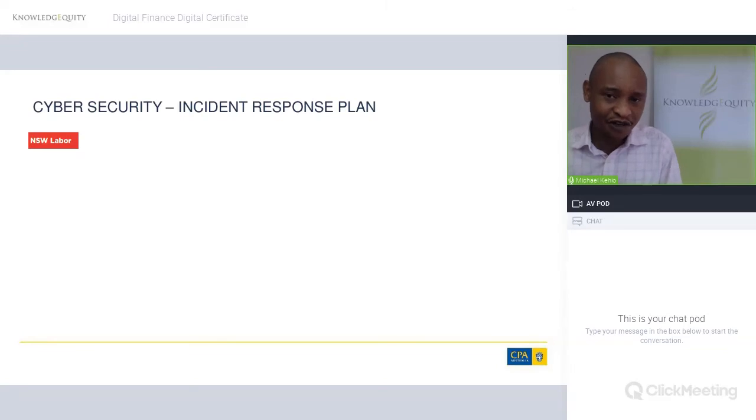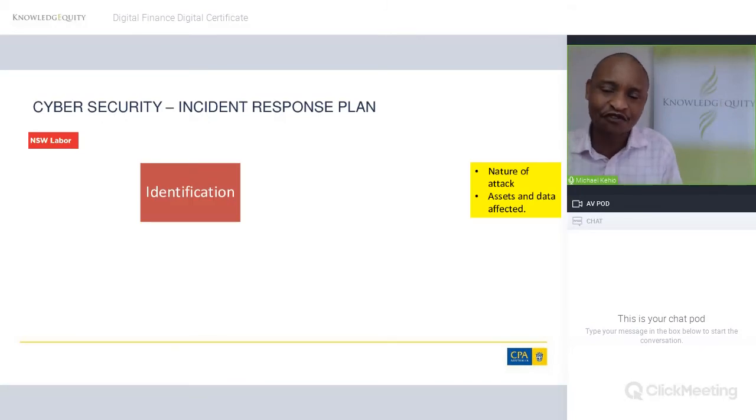Now that this risk has materialized, remember, in the case of the New South Wales Labour Party, this is no longer just a risk. It's an event that has occurred. Cyber criminals have actually accessed the network, and they have stolen sensitive information. And so what is the incident response plan that the New South Wales Labour Party should come up with or implement? The first thing that they should do is identify what actually occurred, the nature of the attack. How did this attack occur? What assets and data were affected? How did the cyber criminals manage to penetrate the systems and access the data? So those are the questions that need to be asked in that first step.